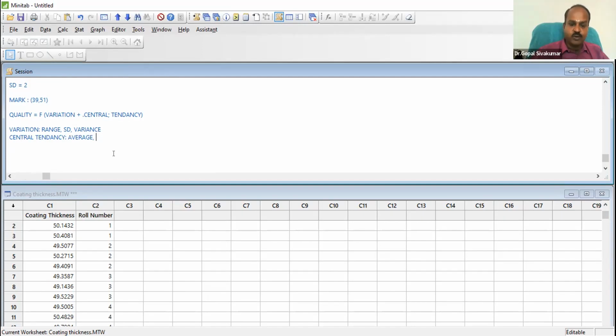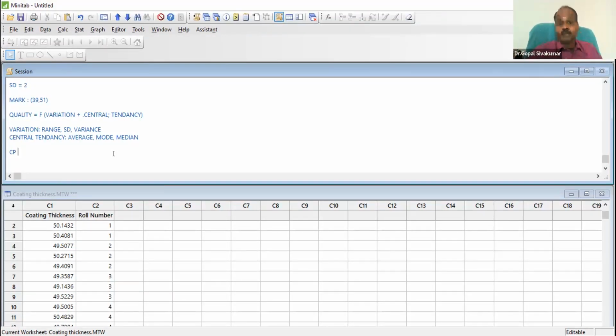You can see through mode. You can see through median. Whichever makes sense, please use it. But definitely there should be one central tendency you keep an eye on, and definitely one variation you keep an eye on. All of you agree with me? Yes, sir. So CP may become useless at times.